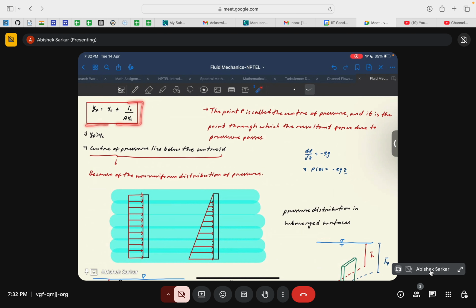The location of the center of pressure is usually found by this relation, that is yp equals yc plus Ic by A yc, where Ic is the area moment of inertia of the plane which is dipped in the liquid, and yc is the location of the center of gravity of the object.